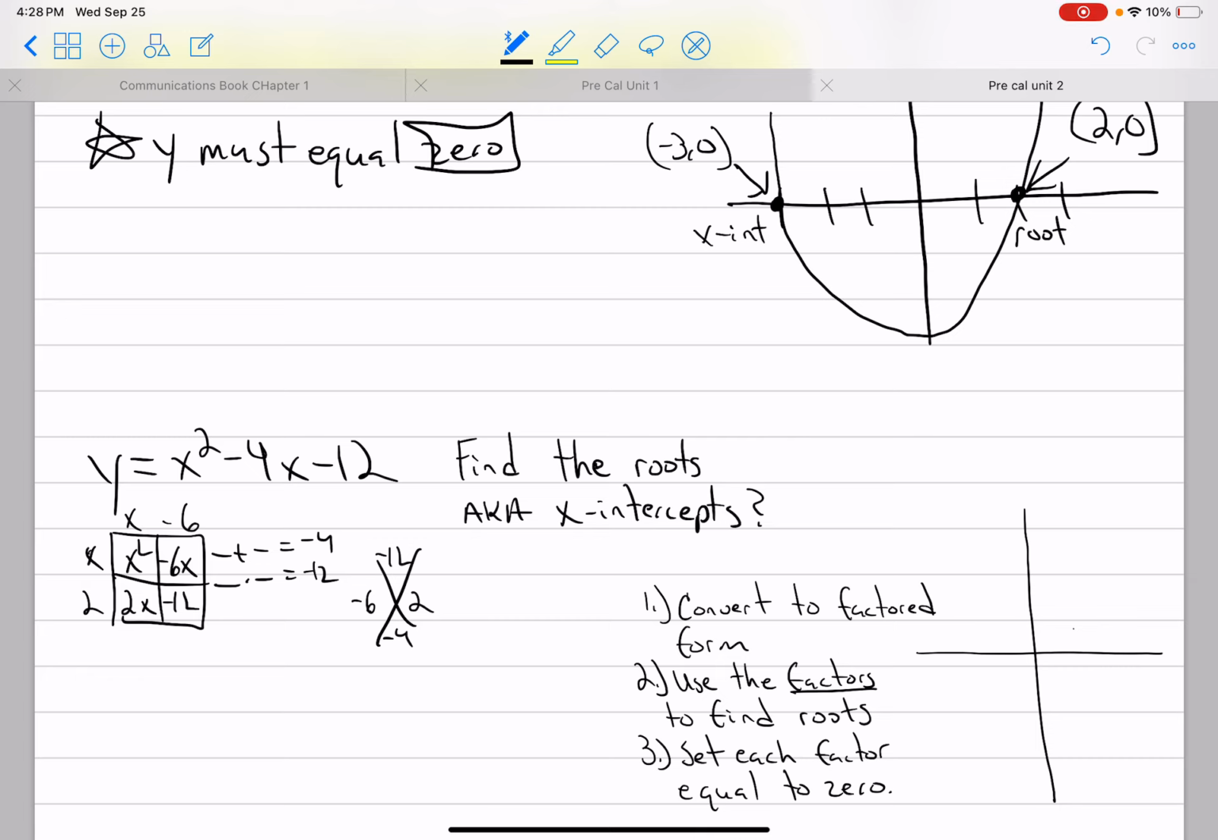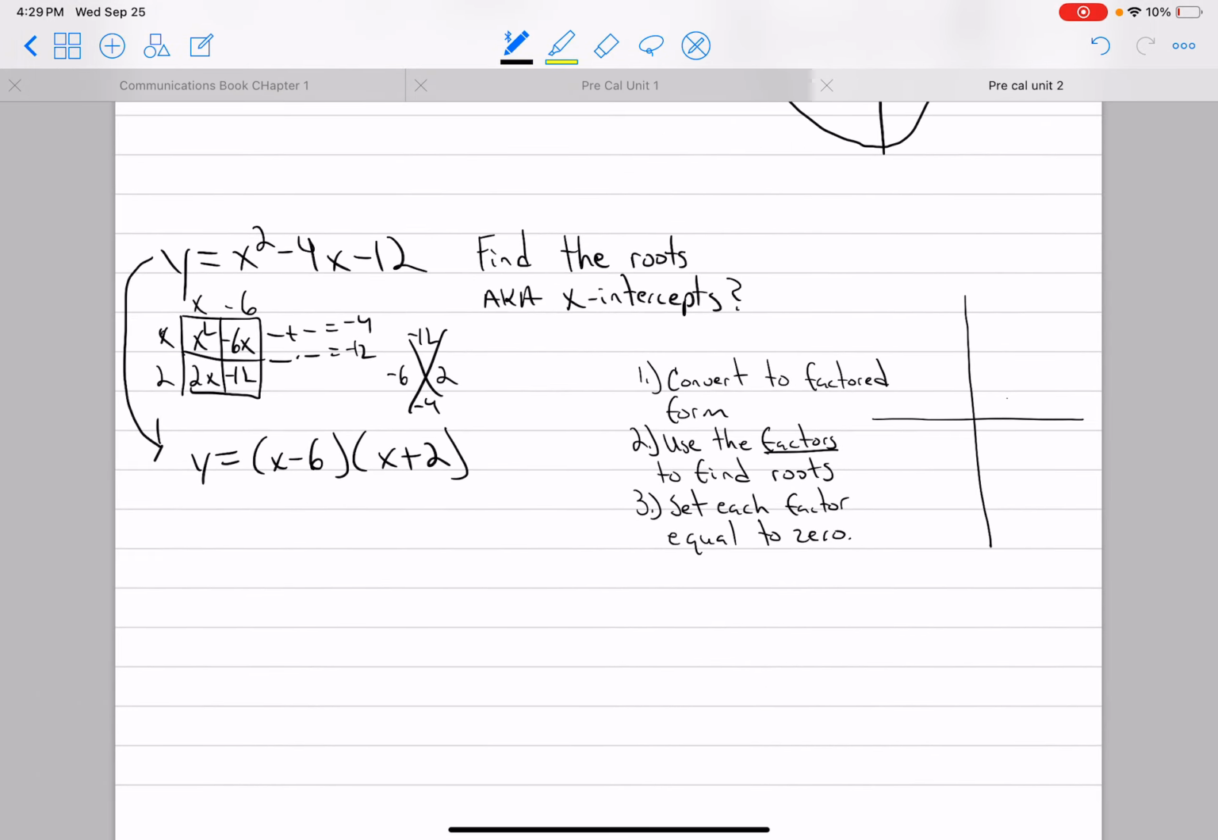We end up with x plus 2 and x minus 6. Okay? That's the part you know. So we took this bad boy to factored form. We moved from here to here. Y equals x minus 6 times x plus 2. That's what we did in class today. So that should look familiar. Okay? So now we found factored form. The factored form is what is going to help us get the roots.